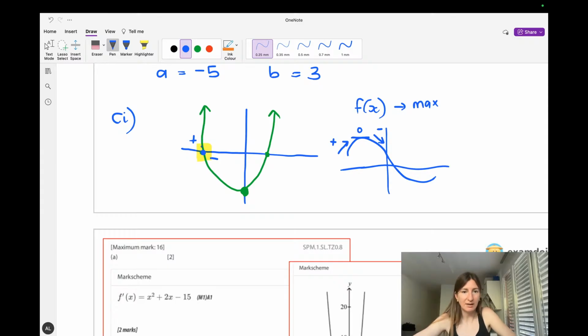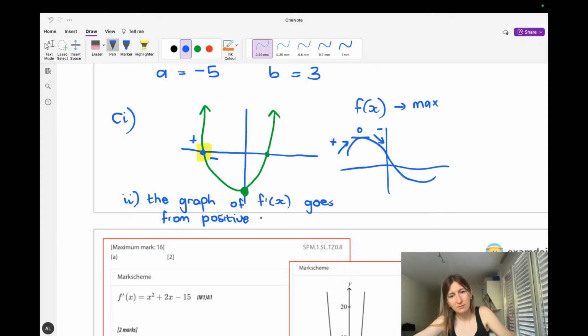So we can explain that the graph of f dash of x, something to this effect, goes from positive to negative at our point x equals minus 5, or a equals -5. So it's going from a positive value to a negative value, crossing over where it's equal to 0. So that derivative is showing us what's happening here on this graph. So that's how we know that there's a maximum.